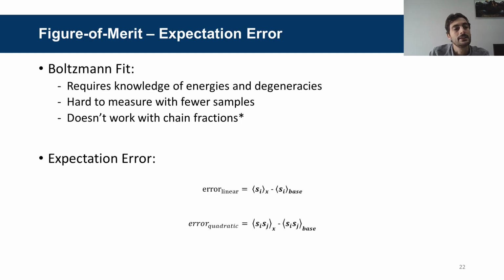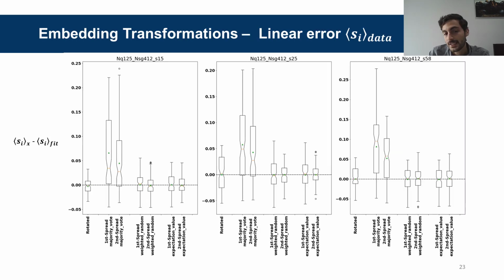This means we can perform that experiment and get what I'm showing here, where on the x-axis now we have the different embeddings. So we'll have a rotated, which should have our baseline. What if we only change the qubits assigned? We don't increase the chains. Then we have the first spread and second spread with different chain break methods.